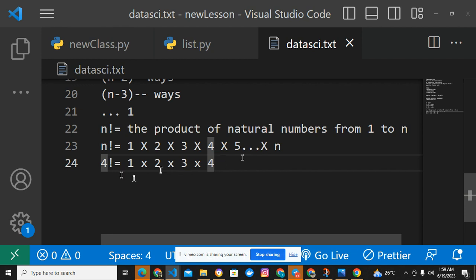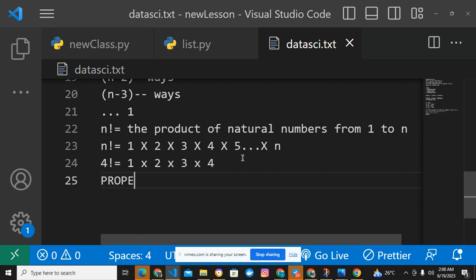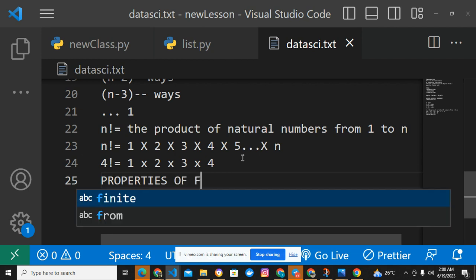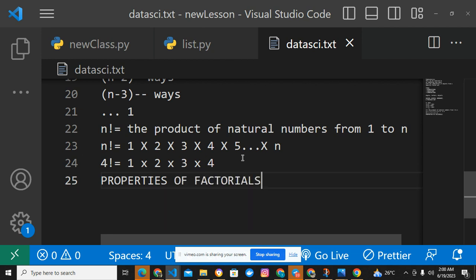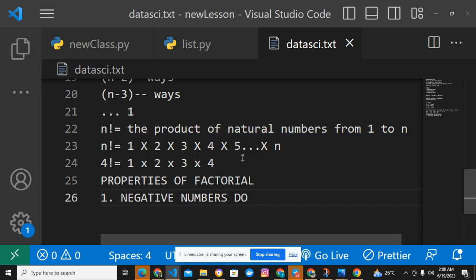So now let me give you the important properties of factorials. Properties of factorials. One, negative numbers do not have factorials.